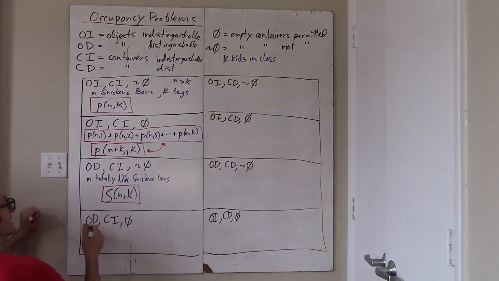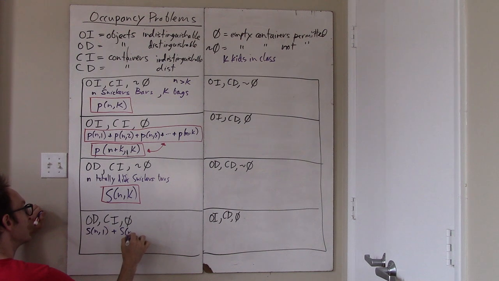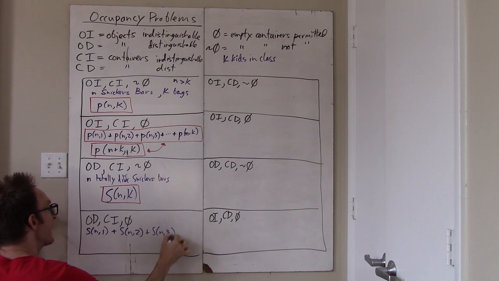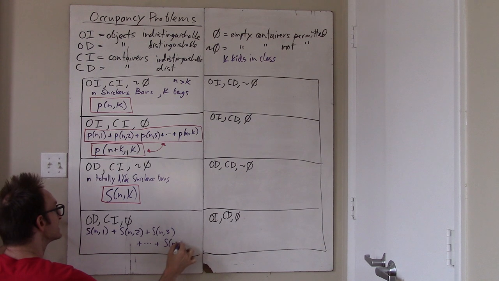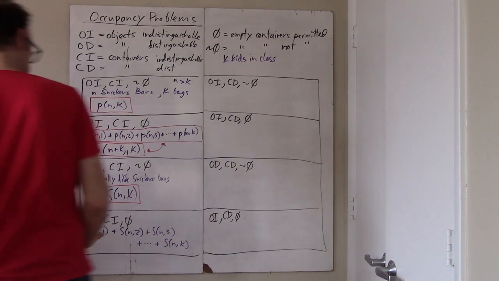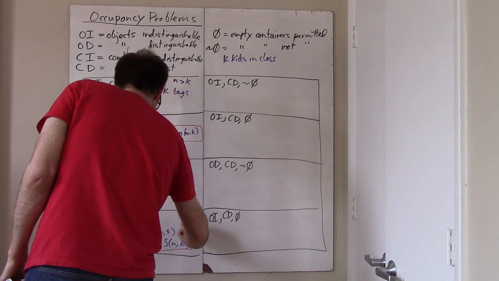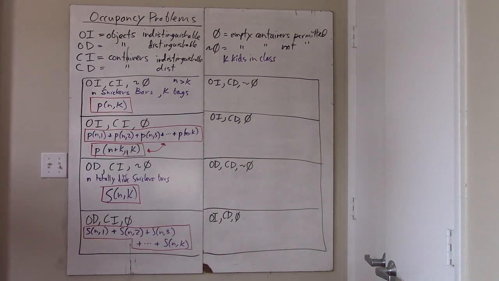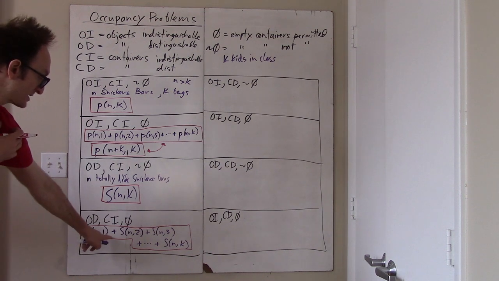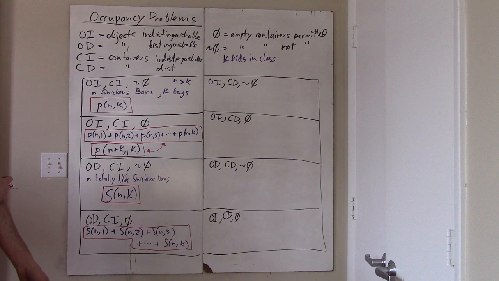Well, now I think the way to do this is to say, okay, I can either put the N candy bars into just one bag, or I can put the N candy bars into just two bags, or I can put the N candy bars into just three bags, and finally all up to SNK. In other words, I use the known Stirling numbers of the second kind to write my solution here, and I'm doing casework on the number of bags used. SNK by definition is the number of ways of putting N distinguishable objects into K indistinguishable containers where no container is empty. Here I go through by the number of non-empty containers. I think that's pretty clear.